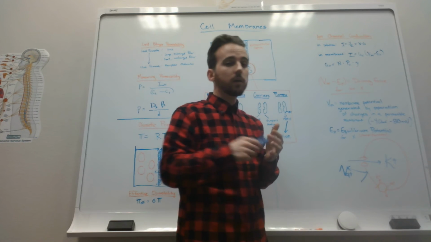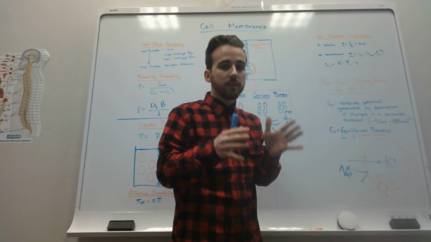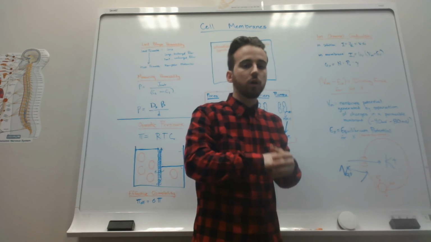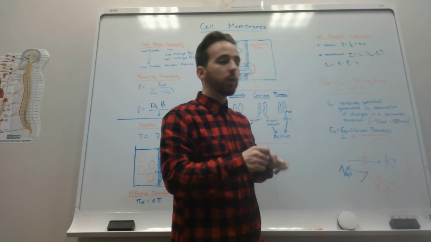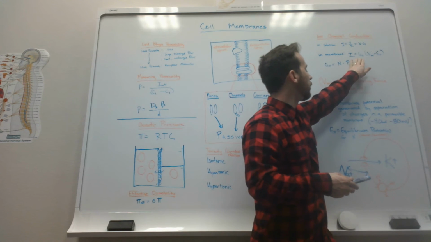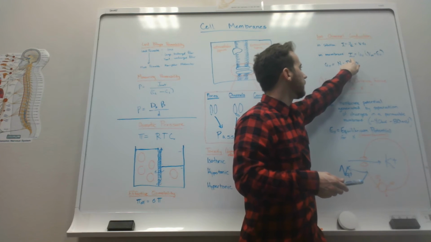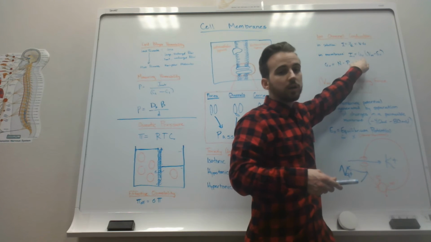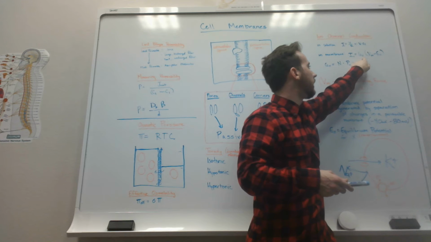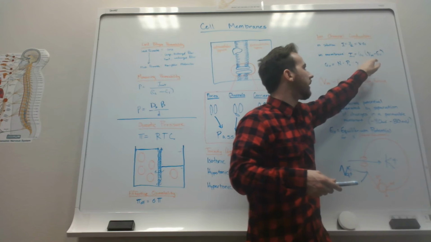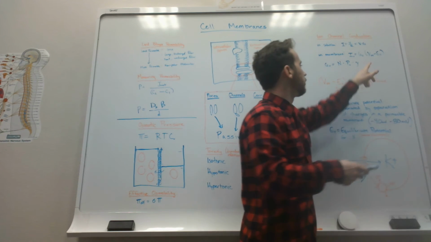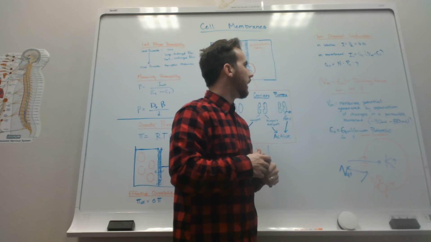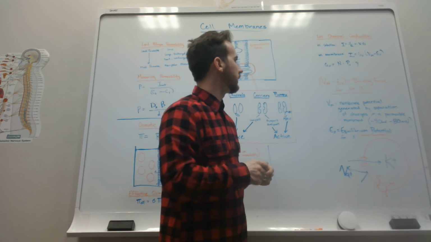Okay. Now, because ions are charged, they actually create a current when they go through channels. So we have this nifty little equation that we can use. The current created by the ion is equal to the conductance of the ion times this driving force of the ion that we determined. Okay, and that will be useful later.